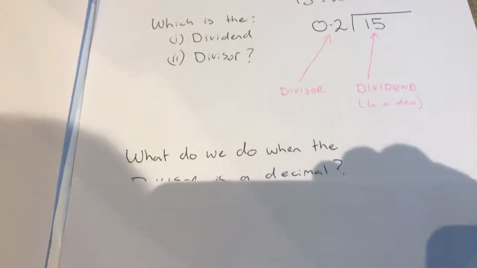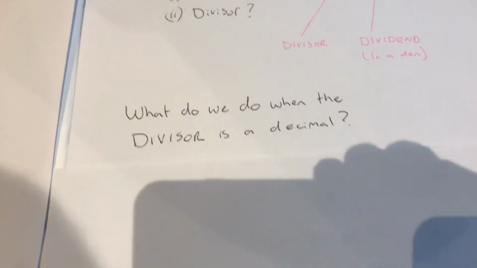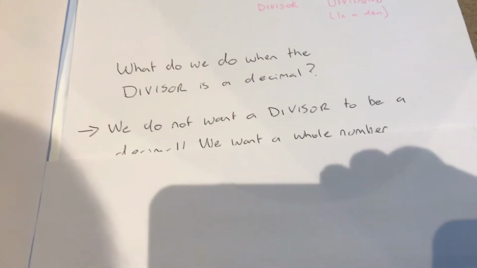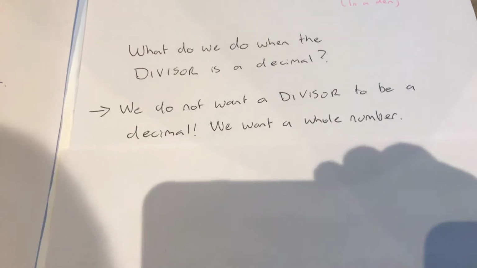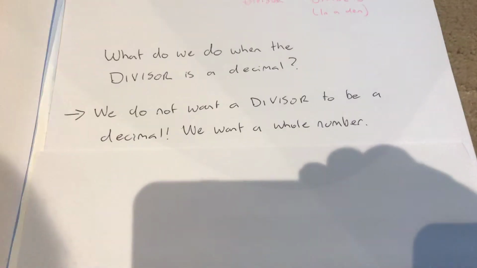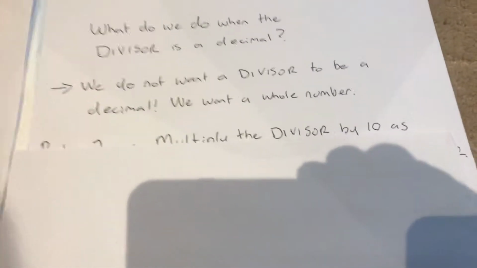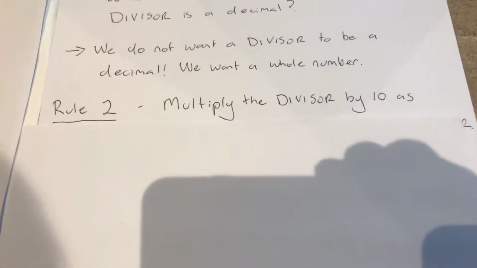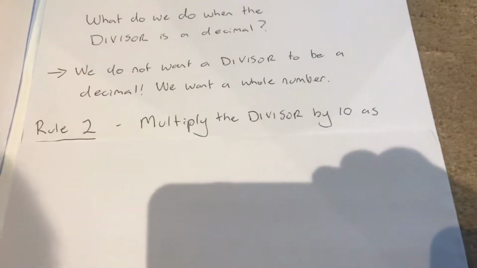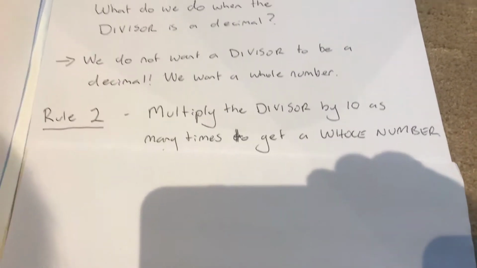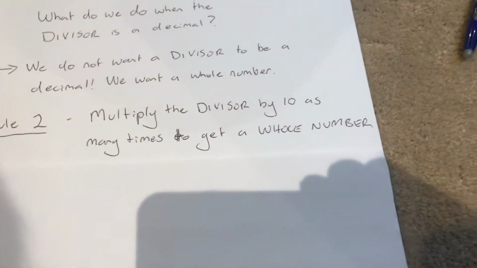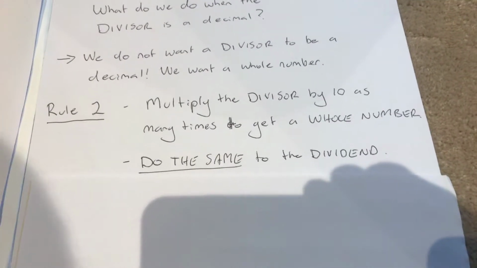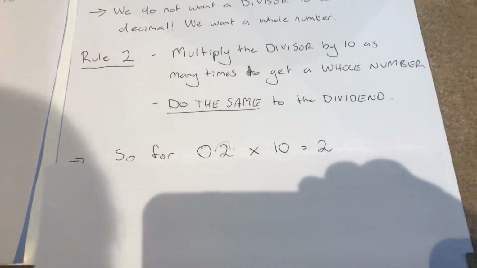Now, what do we do when the divisor is a decimal? We do not want a divisor to be a decimal. So that was a rhetorical question. We want a whole number. So rule number 2, for your summary books: multiply the divisor by 10 as many times as needed to get a whole number. If you do that, you have to do the same to the dividend.